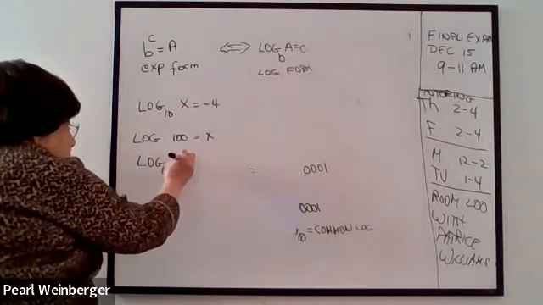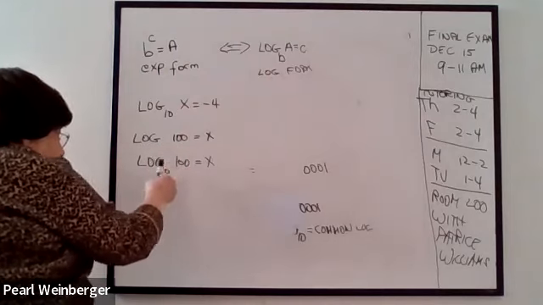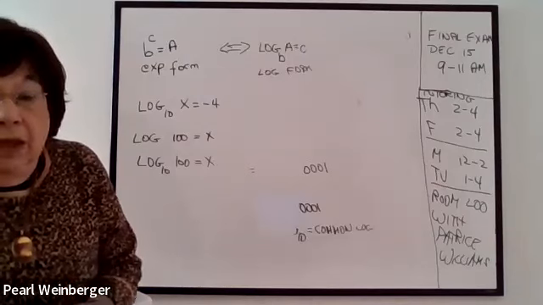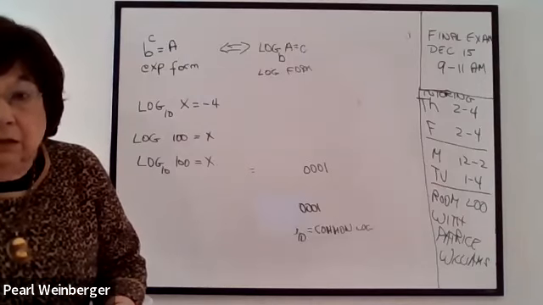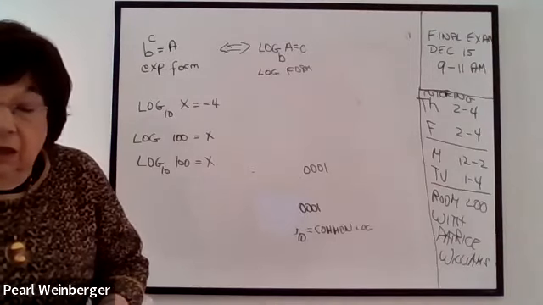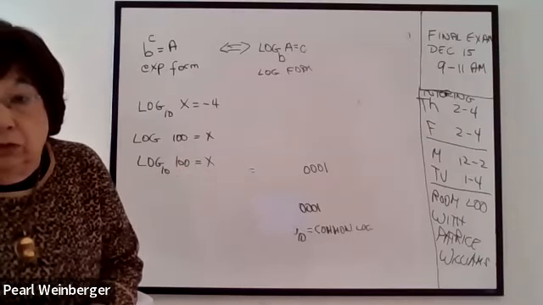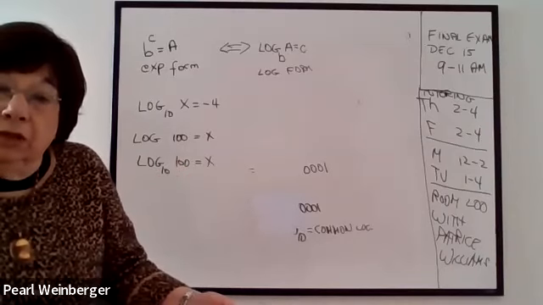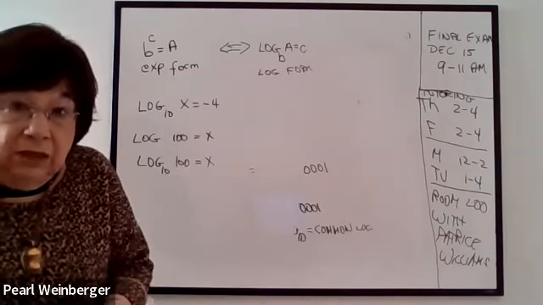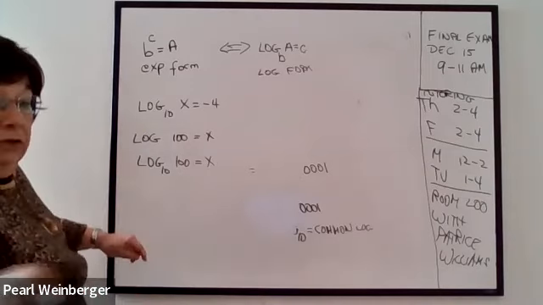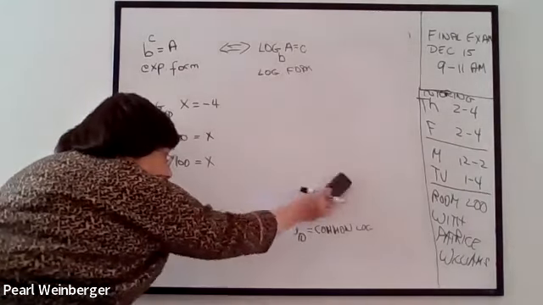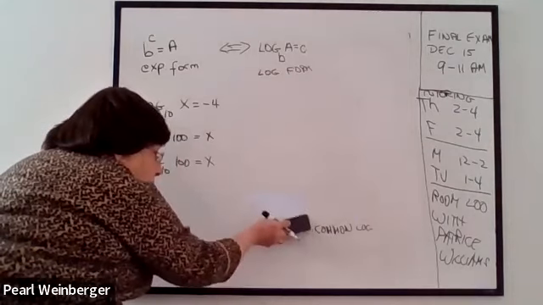So anytime you see the word log and there's no subscript written, which means there's no base written in, it automatically means that the base is 10. It's like when we do a square root, a radical sign, and we don't put in the index, we understand the index is 2. Or if we write the letter x, we know the coefficient, the number in front, is 1, even though it's not there, it's understood. The same thing is true when you have a log.